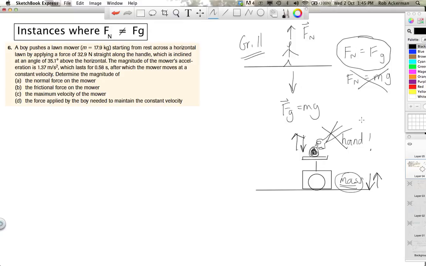Well, that can happen in, for example, this question. Let's take a look. A boy pushes a lawnmower from rest, okay, and he's pushing it so it goes horizontally across the lawn. Just imagine someone mowing the lawn. However, he pushes down on the handle. Now, how would this look if we were visualizing this?